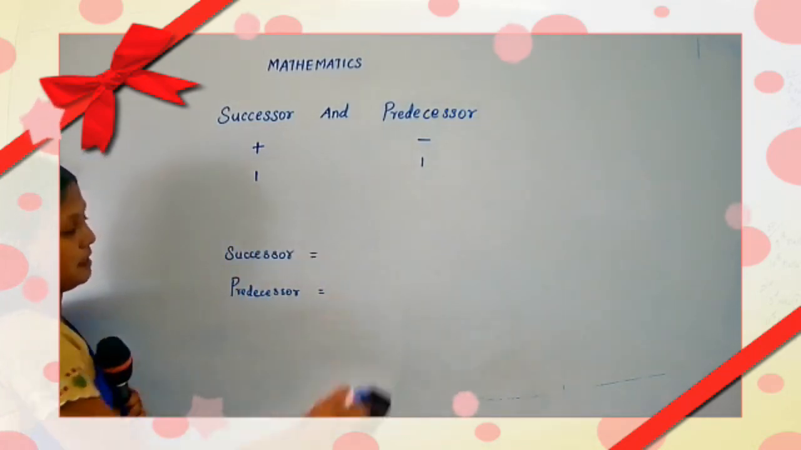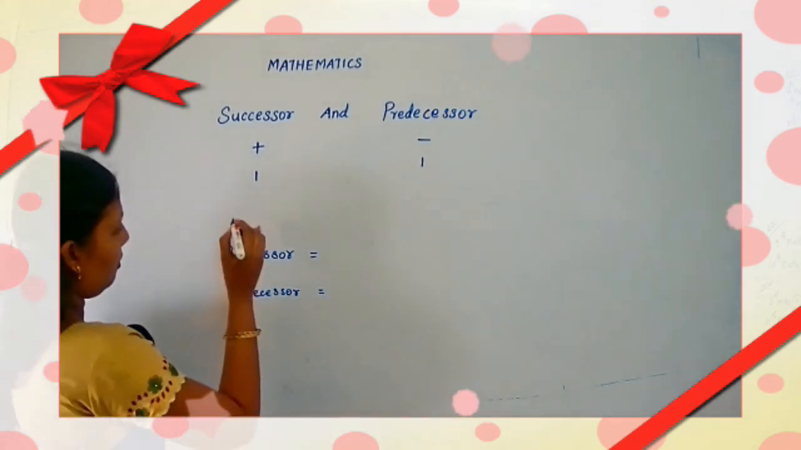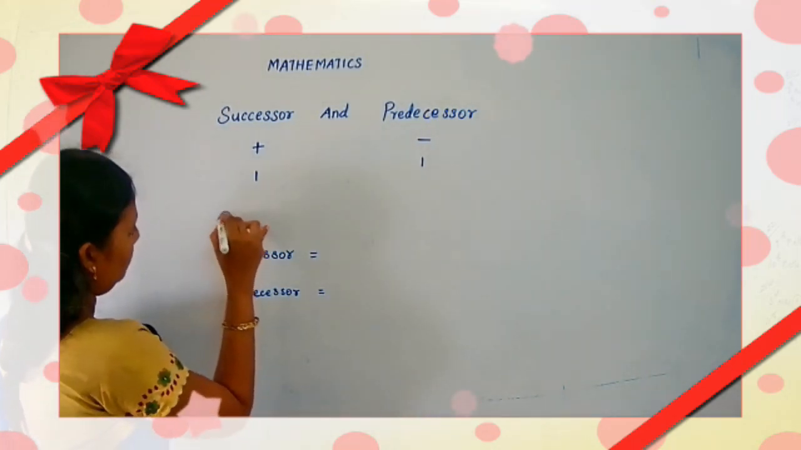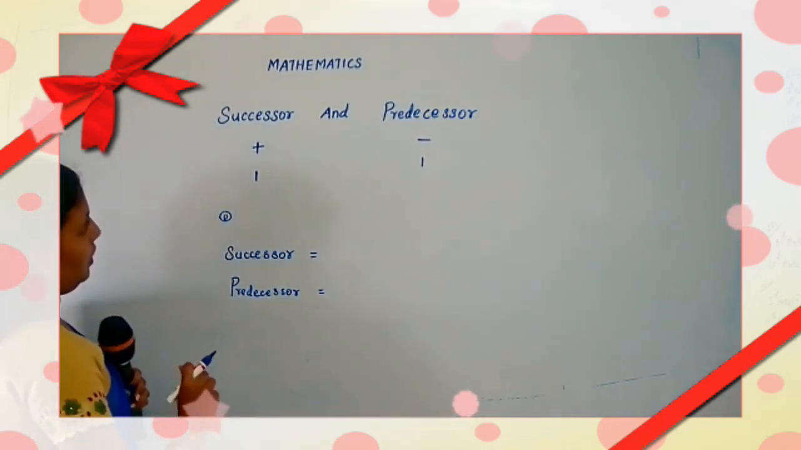To find the successor, we can get the successor of a number by adding 1. We can get the successor value. Now the next one.